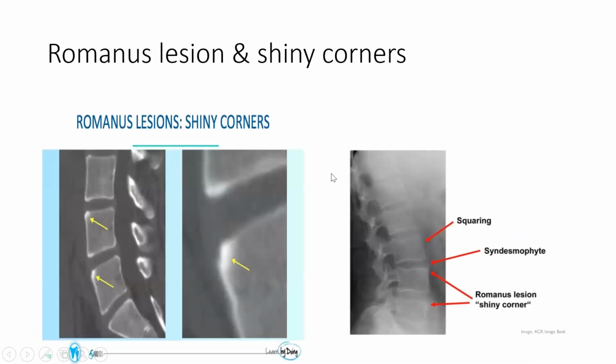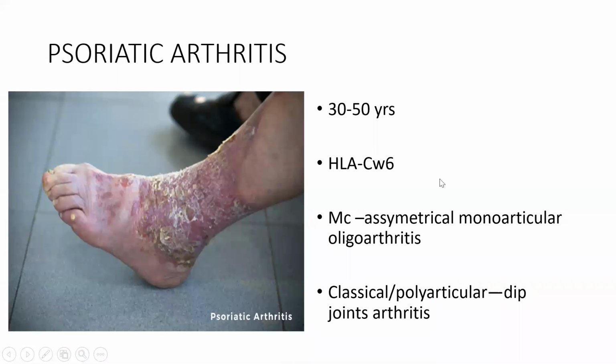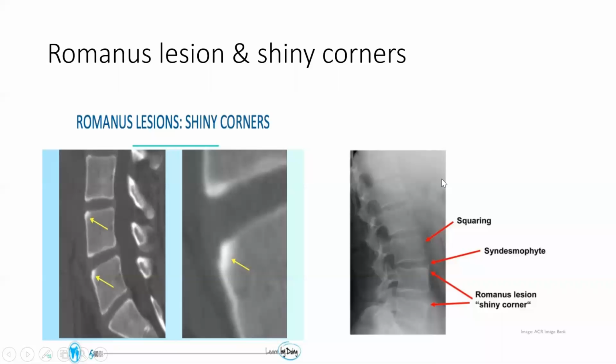Now these are the two other lesions for ankylosing spondylitis. One is called the Romanus lesion. The corners of the vertebra become white because of enthesopathy; they become shiny corners. The ligaments are attached here, and because of the attached ligaments, these corners become white. This is called shiny corners. You see this in an enlarged picture. They are called shiny corners or Romanus lesion. So this is the problem of ankylosing spondylitis: Romanus lesion, shiny corner. We'll again try to remember this whole thing.